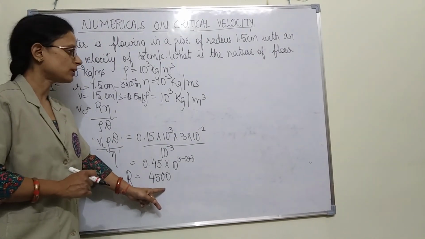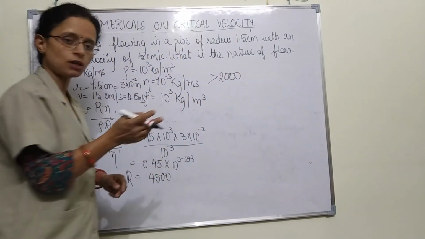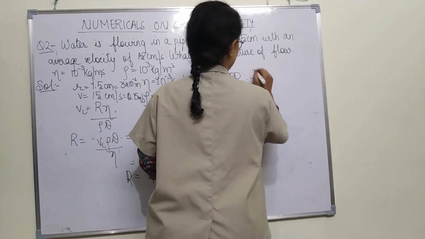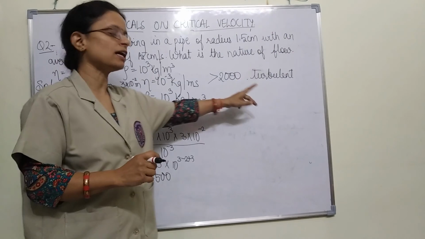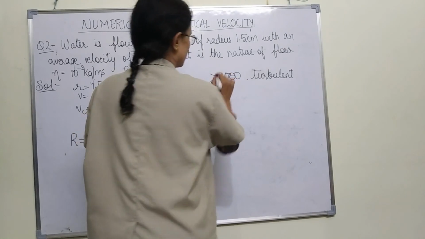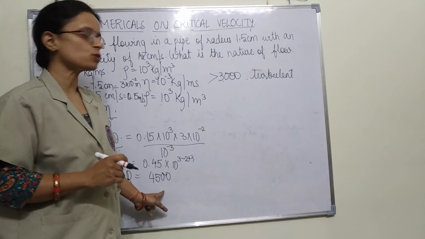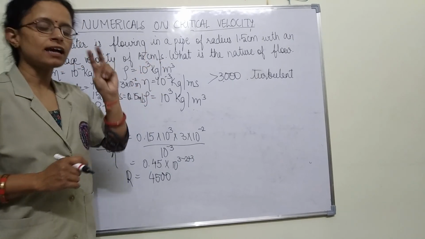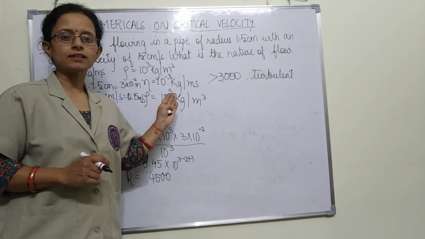When we get the value as 4500, we know that when the value is greater than 2000, the movement of the water will be turbulent. Above 3000 it is turbulent, and between 2000 and 3000 it is unstable. So when R has the value 4500, it means that it is turbulent flow. With this we can analyze the nature of flow of the liquid. Okay, so please practice these numericals properly.